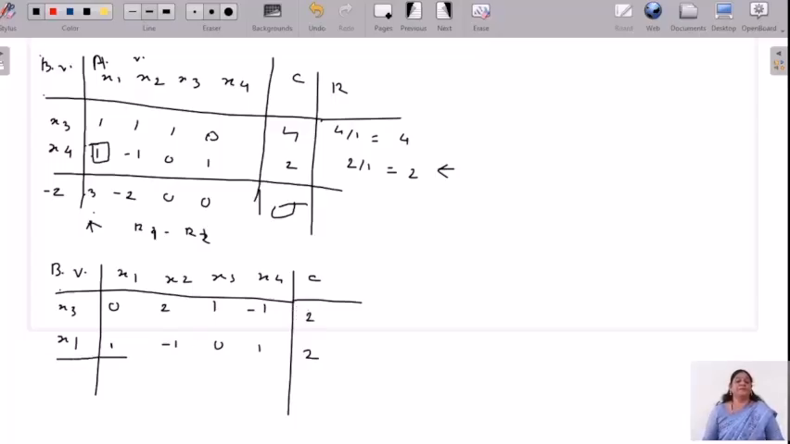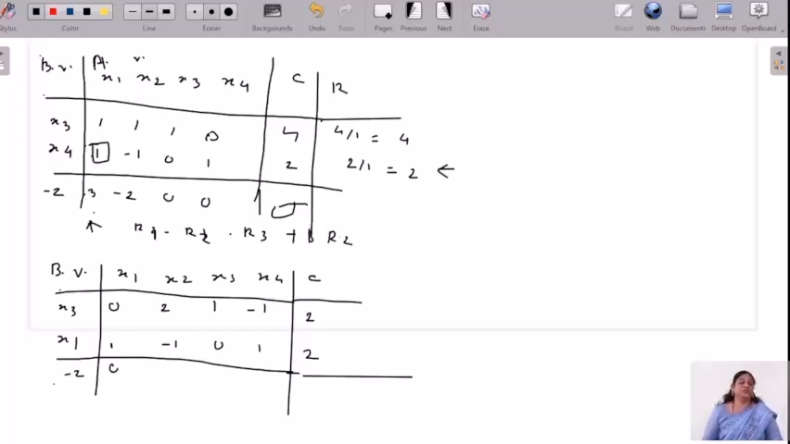Then next is Z minus Z. Here multiply the second row by 3 and add it to the third row. The operation is R3 plus 3 R2.